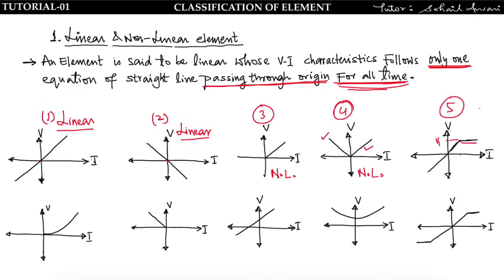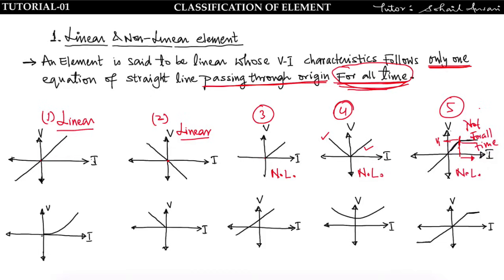See this. For increase in current the voltage remains constant. That means after this value it is not following the equation of a straight line. So it is not following the equation of a straight line for all time. That means it is also non-linear.